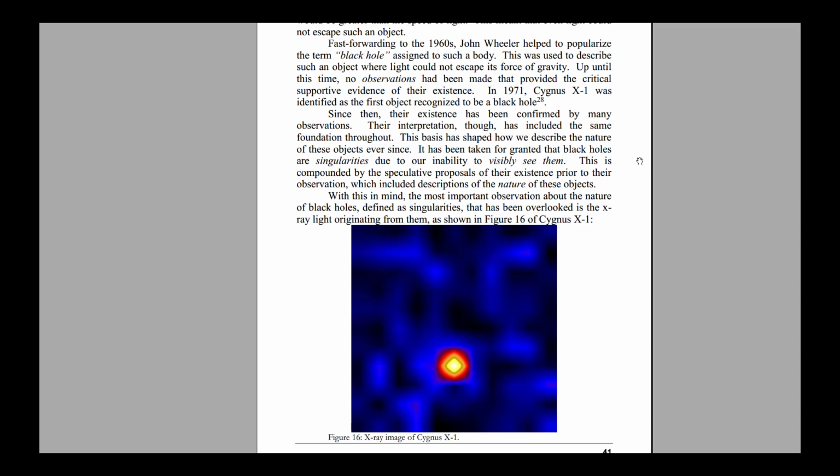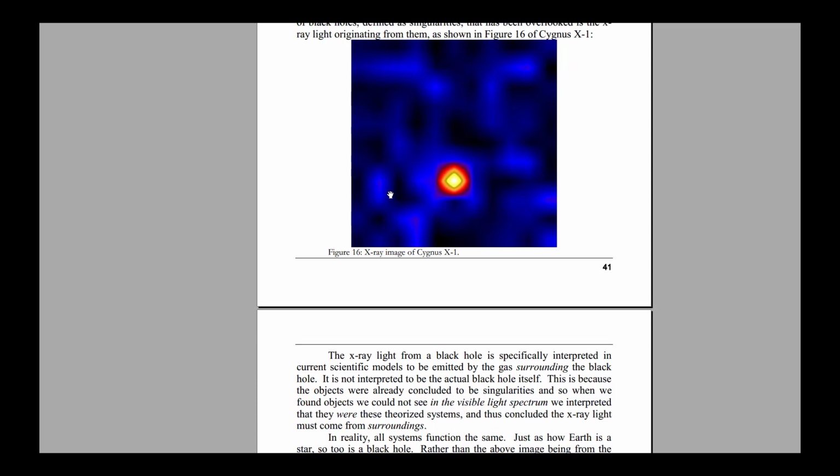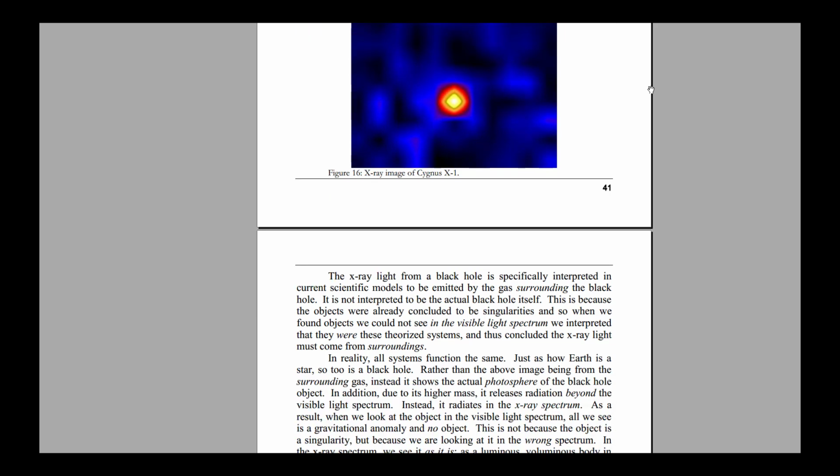It has been taken for granted that black holes are singularities due to our inability to visibly see them. This is compounded by the speculative proposals of their existence prior to their observation, which included descriptions of the nature of these objects. With this in mind, the most important observation about the nature of black holes, defined as singularities, that has been overlooked is the X-ray light originating from them, as shown in Figure 16 of Cygnus X-1. So this is an X-ray image where we see what appears to be a star-like object.